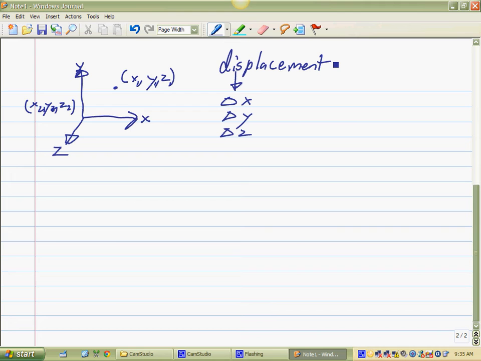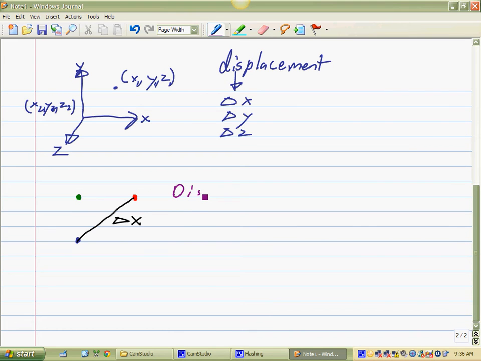So displacement is a net value. That is, it doesn't matter how you get there. We just want the shortest path. So if I start here at this dot, and then I go up to this dot, and then I go over to this dot, my displacement is the straight line path between the points.